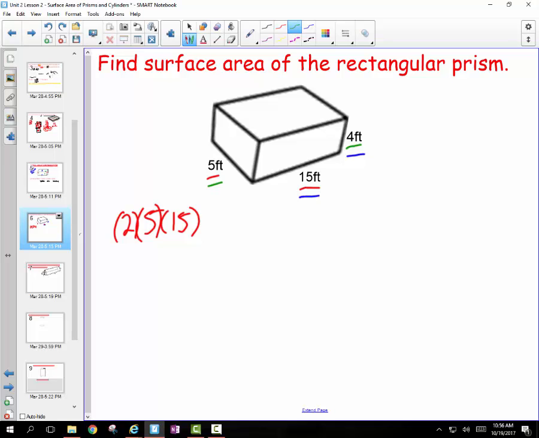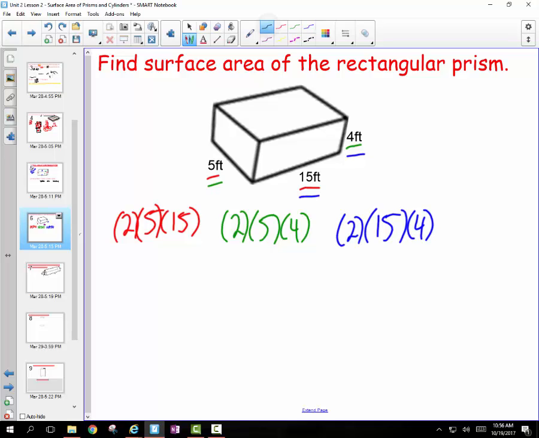Okay, I also need to take 5 times 4. That's the other dimension that I see where I have the length and the height. Okay, so I'm going to take 5 times 4, but I have to take that times 2. Okay, and then the last 2 dimensions that we still haven't multiplied together would be the width and the height. So, okay, now I've got to do 15 times 4, but of course I've got to take that times 2. If I can find each of those using that formula and add them up, I'll have the surface area.